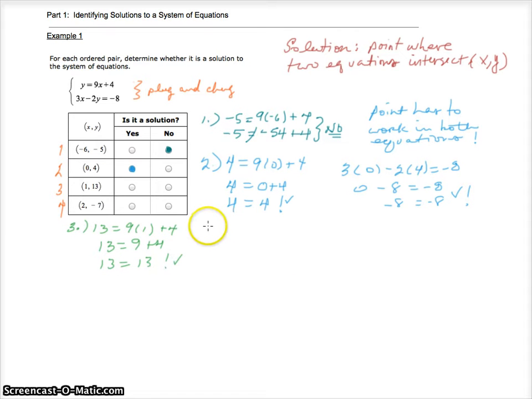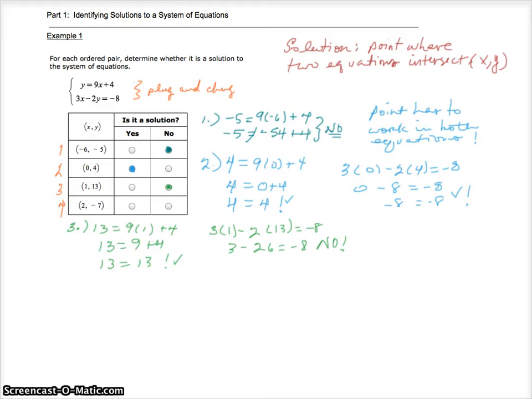So now we have to check the second one. 3 times 1 minus 2 times 13 equals -8. Well, this is going to be 3 minus 26. That's not going to get us anywhere close to -8, so this is a big old no. So this one doesn't work.